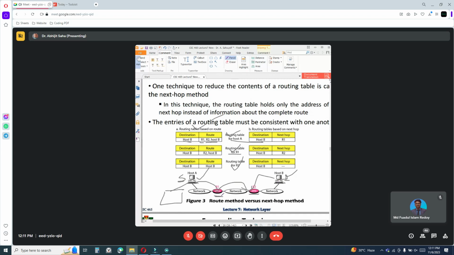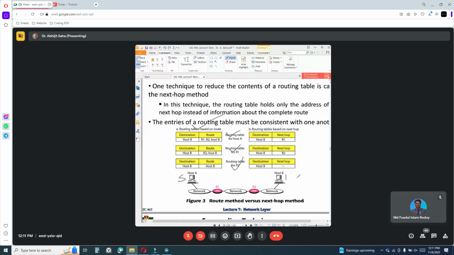From router one, if the destination is host B, then router one keeps the next hop as R2, and then from R2 it goes to host B. In the case of R2, the routing table for host B shows that host B can be reached directly from router 2. So this is how the route method works.